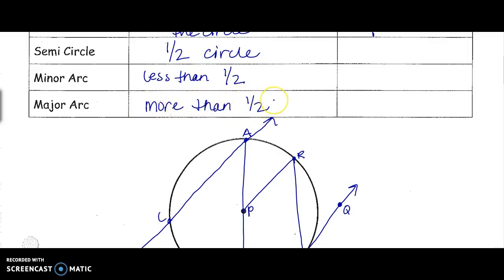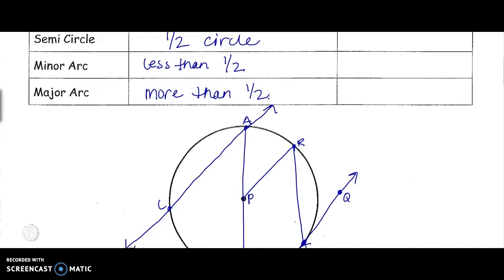Now when we're naming these, semicircle and major arc have to have 3 points. So the first one I'm going to start with is the minor arc. The minor arc is less than half. So you go along the outside of the circle and you go from one point to the other. What I just highlighted is a minor arc, and that would be minor arc AR. And to denote that it's an arc, you have to draw the little arc symbol over it.